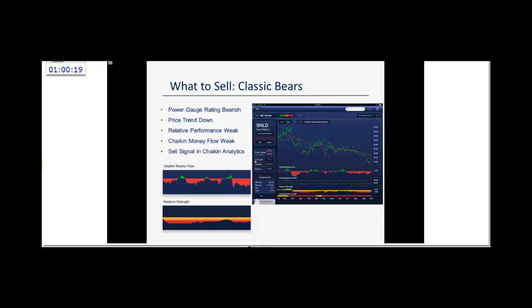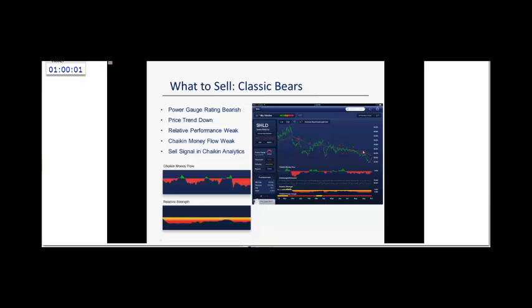So let's look at what we call a classic bear. We're using Sears as our poster child. The Power Gauge rating is bearish. You know that at the bottom of the screen. It's red, not green. Trend is down. How do you know a stock's in a downtrend? It can be as simple as lower highs and lower lows. And we see that in Sears.